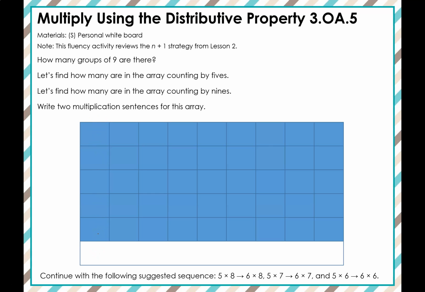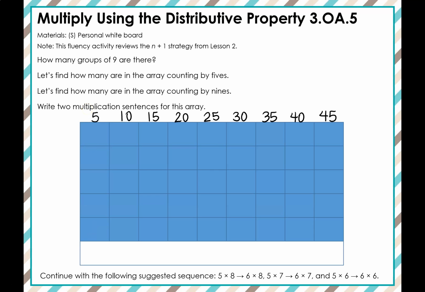So if I were to skip count by 5s, I would count up here. So I have 5, 10, 15, 20, 25, 30, 35, 40, 45. Okay, so there's 45 squares total. Okay, so first we started counting by 5, so we counted the columns. Okay, remember a column goes up and down.